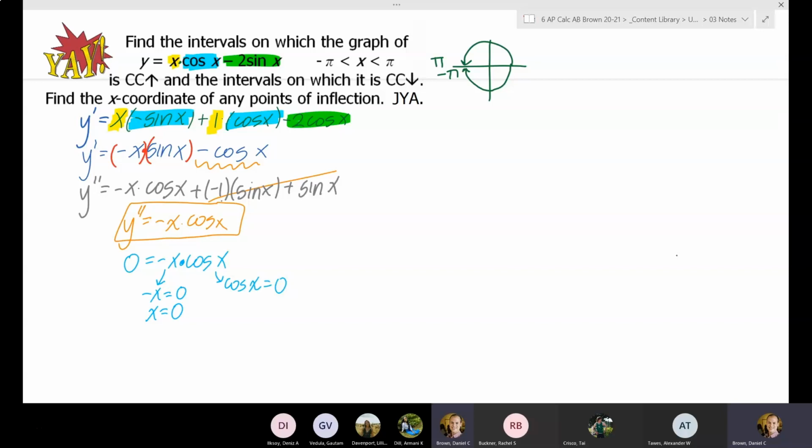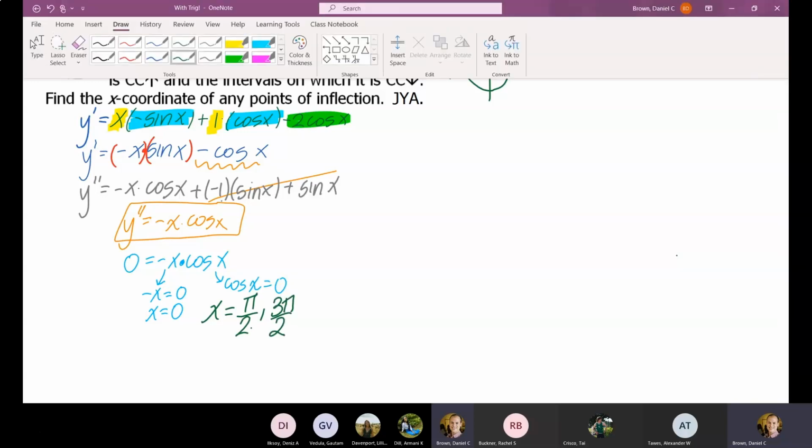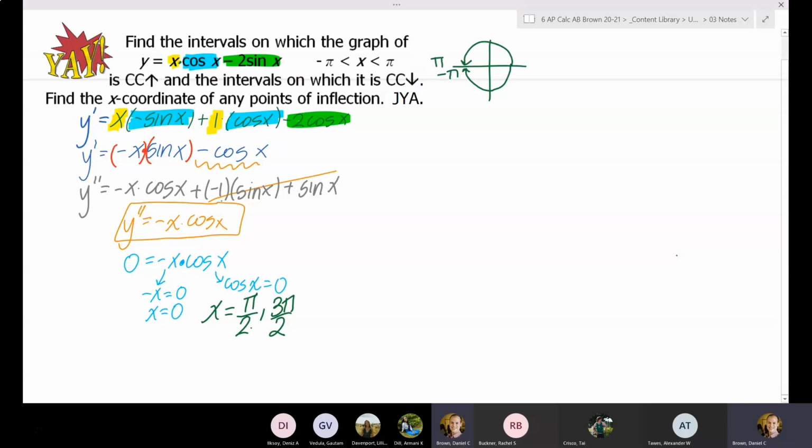And what I mean by that is we know that cosine is equal to 0 at two places on the unit circle. Cosine is equal to 0 at pi over 2 and 3 pi over 2. But the issue with that 3 pi over 2, it is not within the interval from negative pi to pi. 3 pi over 2 is greater than pi, so instead of using 3 pi over 2, we're going to use negative pi over 2 because that is within the given interval.